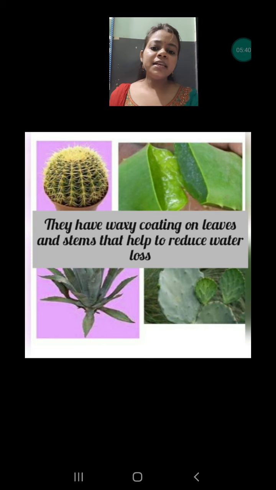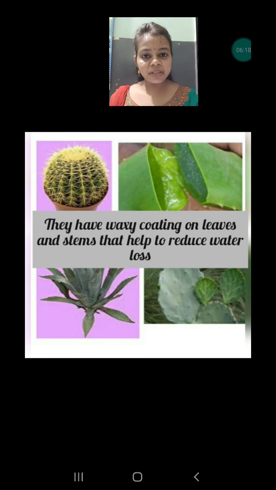Next, they have a waxy coating on the leaves and even on the stems. Why? So that they can reduce water loss. Yes, water can be lost from the stems also. Because in desert plants, photosynthesis is not done with the leaf, since some plants don't have leaves. With the help of the stem, they do photosynthesis. So their stems and leaves must be protected with a waxy coating, because it will prevent water loss.